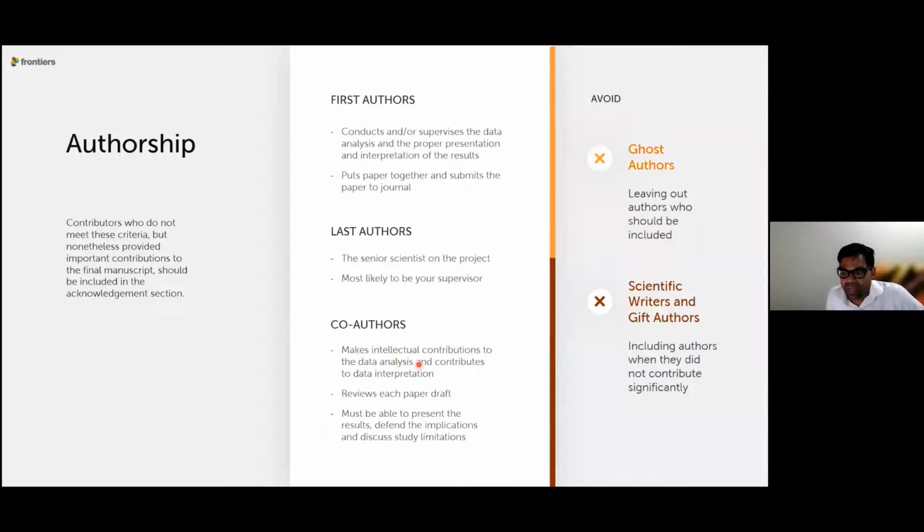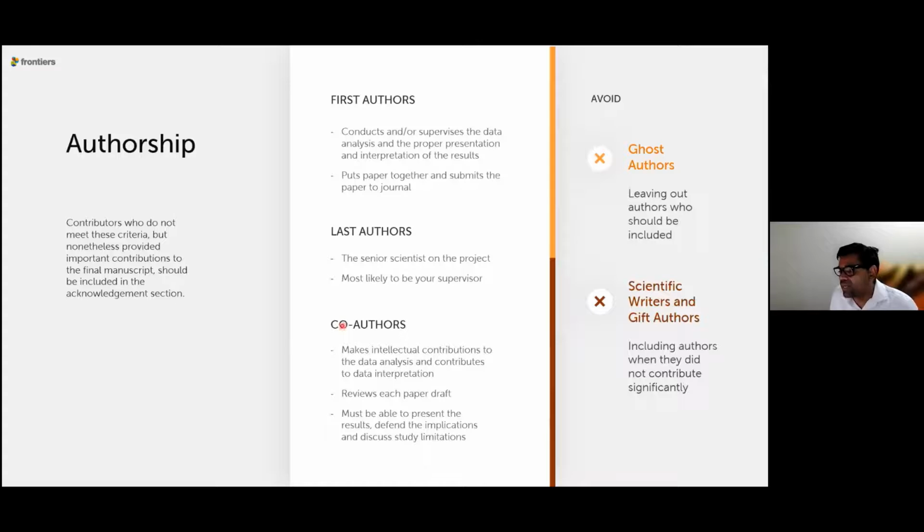co-authors. They should make an intellectual contribution to the data analysis and contribute to data interpretation. They may help you in your data interpretation, but they must review each paper draft. Okay, that is very, very important. In some countries, if people are senior, they try to pressurize the main author just to get their name on it. But no, I will cover this under gift authors. But here, I think all co-authors should be able to defend these implications and results and discuss the study limitations. I hope this is all clear.